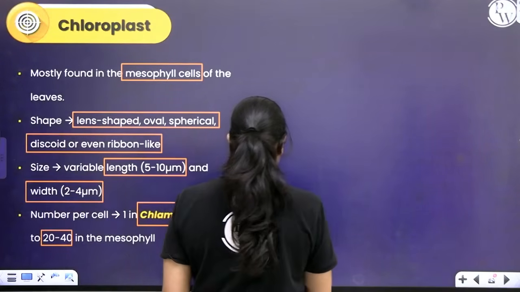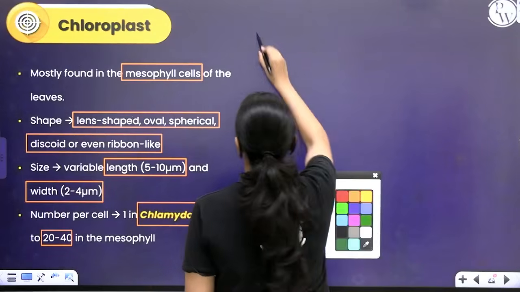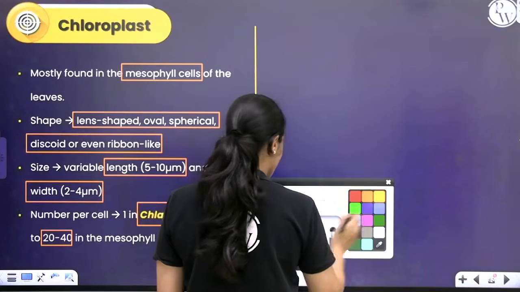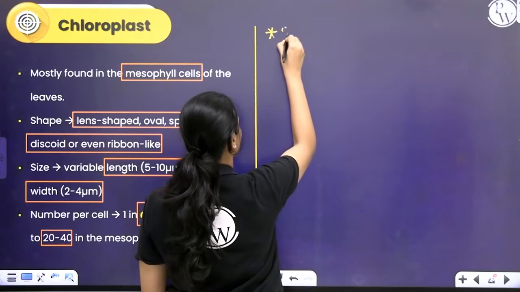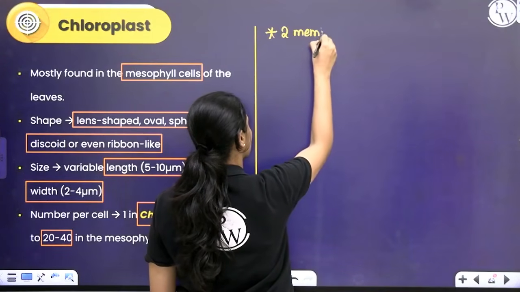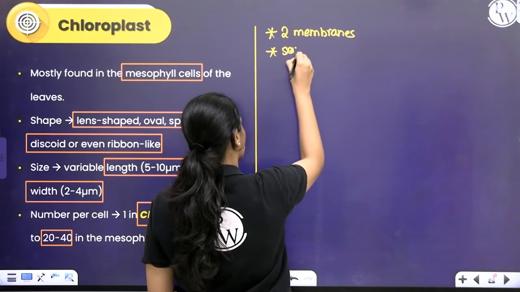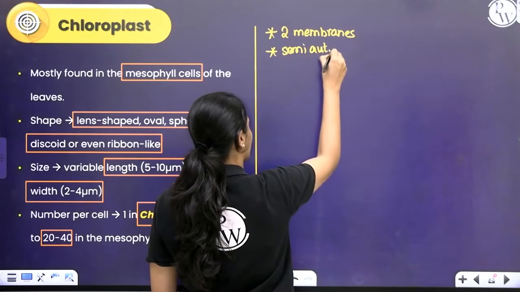Let's understand the structure of chloroplast. Similar to mitochondria, this also is bound by two membranes. This also is a semi-autonomous organelle.